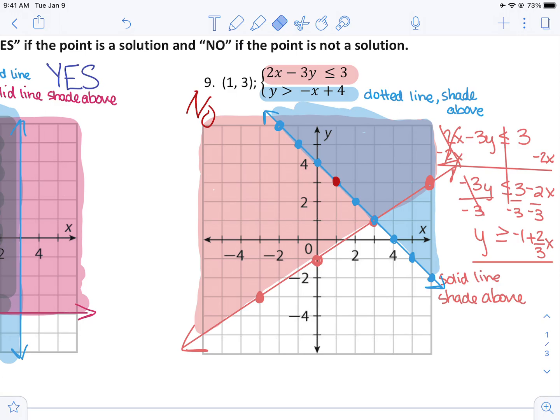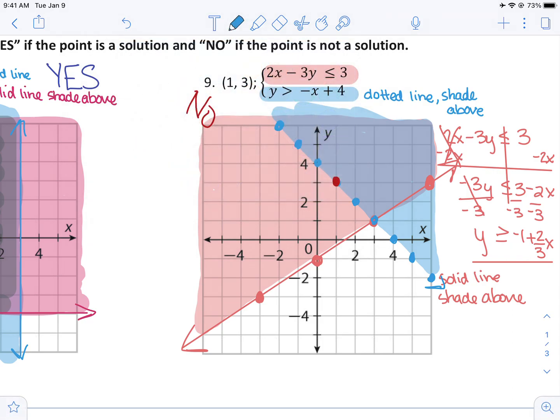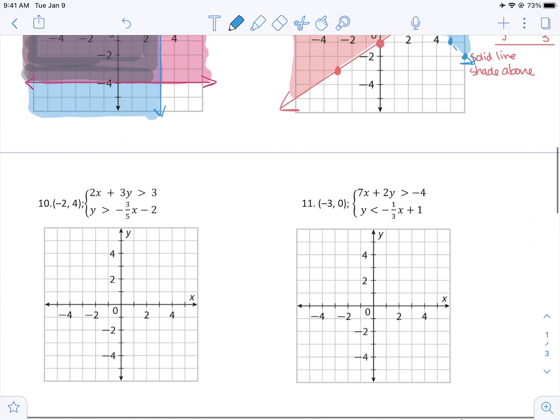So this line needs to be dotted. There we go. Now, because it's a dotted line right there and not a solid line, it does not work. So no, it's not a solution. What would I do without y'all to correct me? Okay.